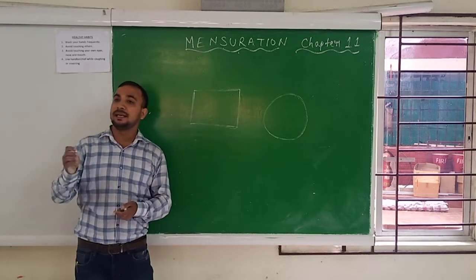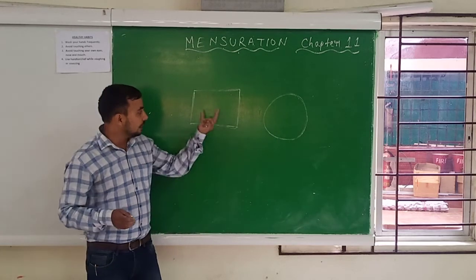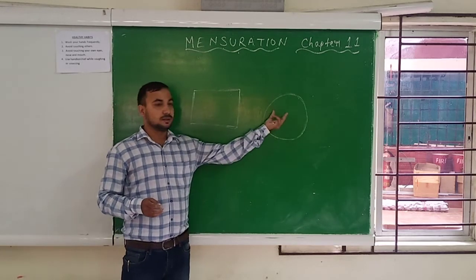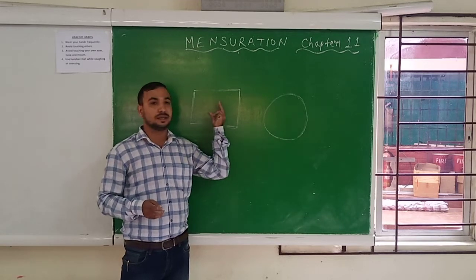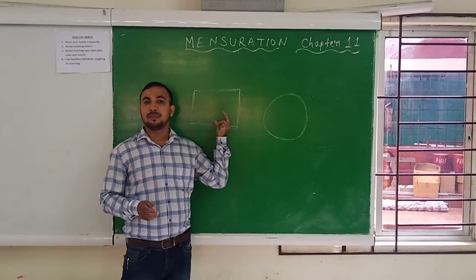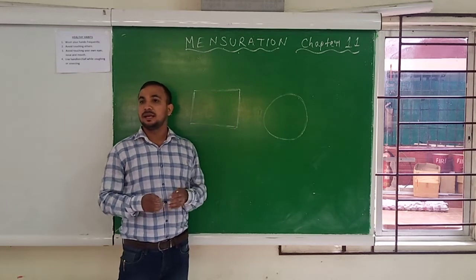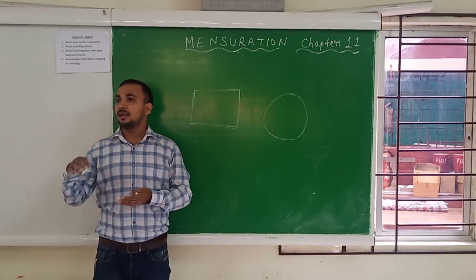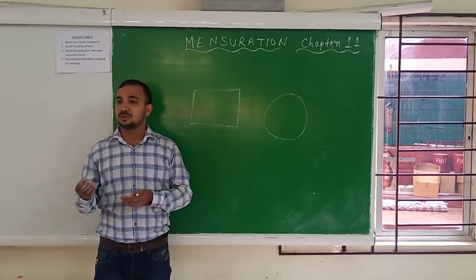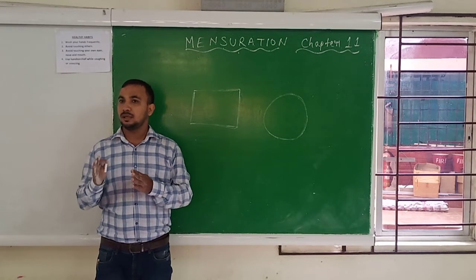Now what do you mean by area? Area means the inner part. How much space the figure has occupied. The inside region is known as area. Now all of you have done in class 5, 6, 7, 8 the area of rectangle, perimeter of rectangle, area of square, perimeter of square. I think you have got all this.